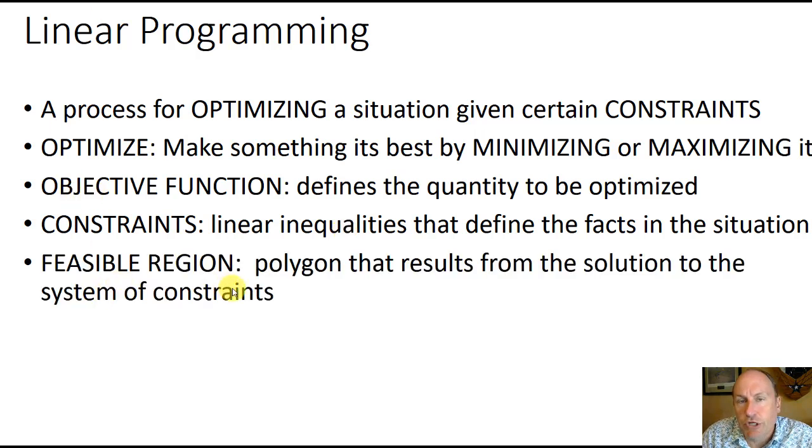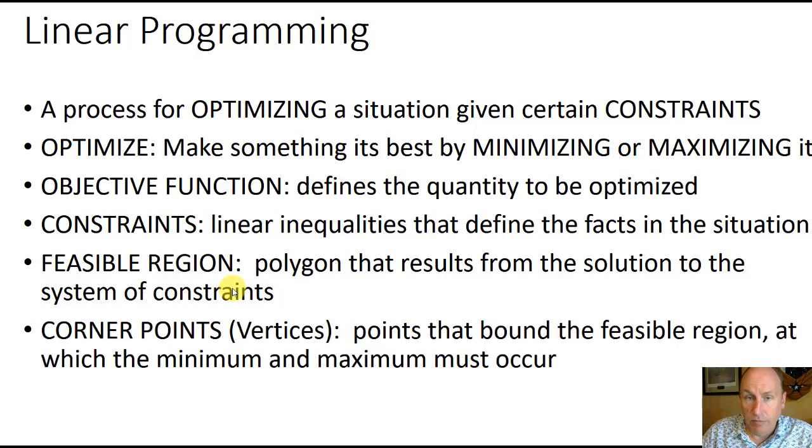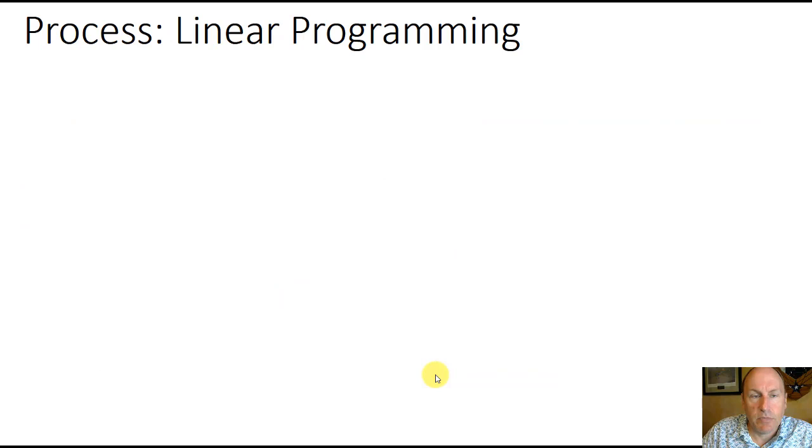The feasible region is the polygon we get when we plot the system of linear inequalities that are known as the constraints. The solution to those is known as the feasible region. The corner points of those, which are also known as vertices, the corner points of this polygon are critical because linear programming theory tells us that the maximum or minimum, the optimum values, must occur at one of these corner points. So let's look at the process for linear programming.